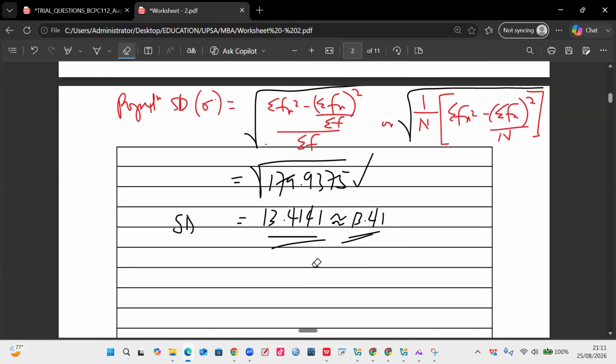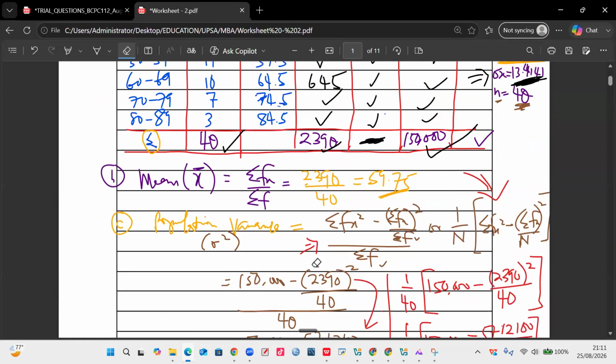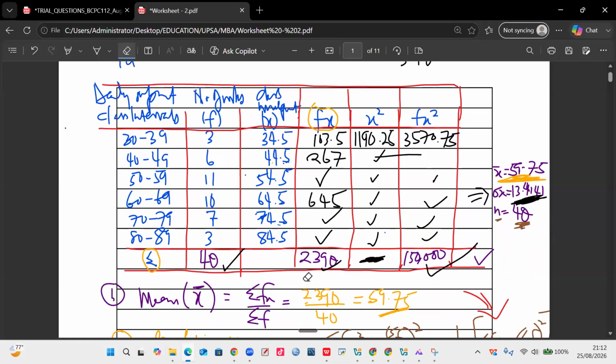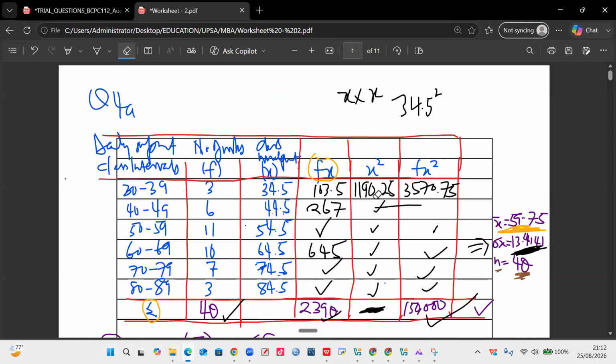So besides you get the fx squared. Who asked the question? I will hit you, this girl. When I come to campus one day, you'll see what I'll do to you. I've explained like 3 times. Where were you?